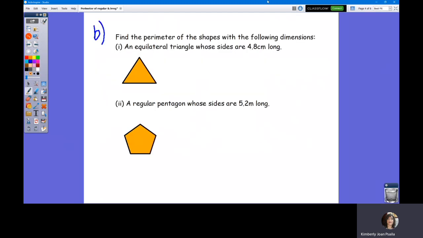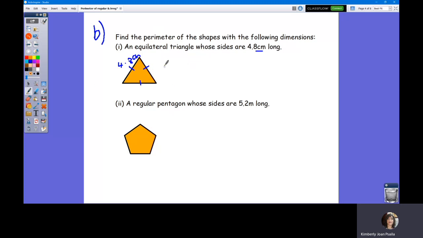So next problem. Find the perimeter of the shapes with the following dimensions. So here we have an equilateral triangle whose sides are 4.8 centimeters long. Now, let me remind you that an equilateral triangle is a triangle with 3 sides, however all the sides are equal in length. So if one side is 4.8 centimeters, the other two should be 4.8 centimeters.